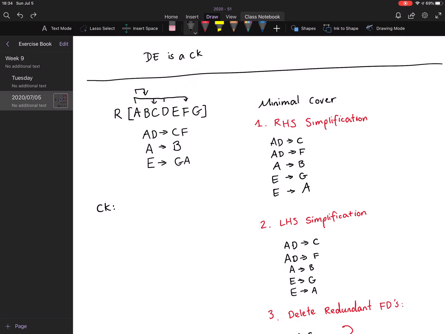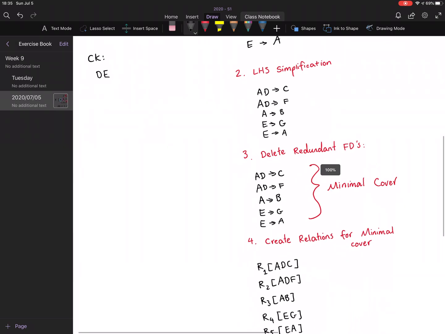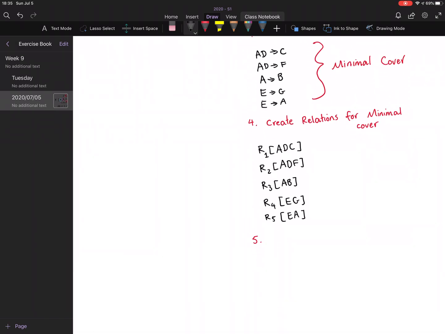Okay, so E implies GA. So E implies G, and E implies A. Okay, so A has a tail, B has a tail, C has a tail, F has a tail, G has a tail. Okay, so the two candidate keys are D and E, which means that D and E are candidate keys. We've established that. So now let's see if any of these relations contain the candidate key.